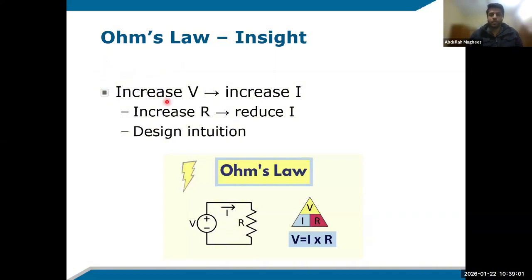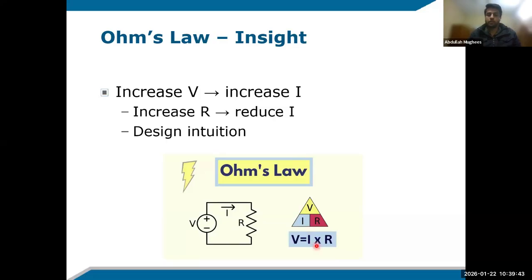So if we look at what is inside Ohm's law, increasing the voltage will increase the current. We understand that from intuition as well, because increasing the voltage means you are pushing more, so more charges are being pushed forward. If more charges are being pushed forward, then more charges are flowing, and more charges flowing indicates more current. If you increase the resistance, it will reduce the current, because increasing the resistance means it is eating more charges. It is not letting more charges pass.